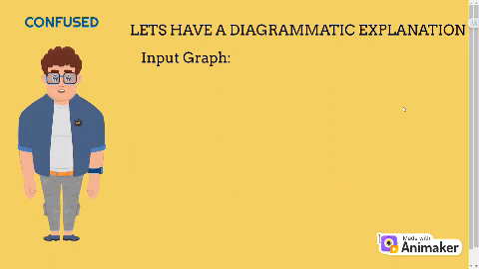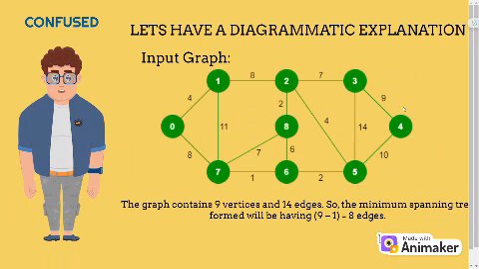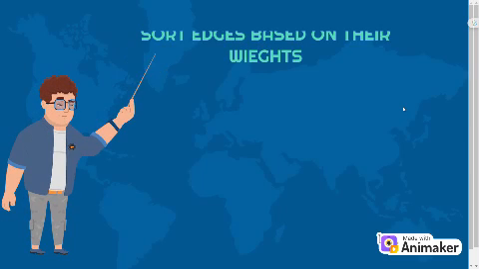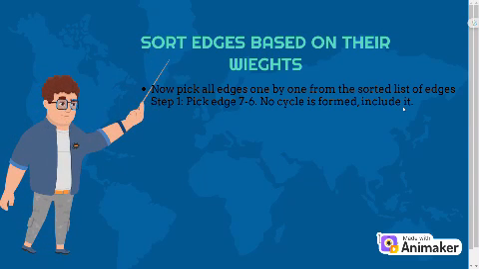Are you confused a bit? Okay, then let's have a diagrammatic representation to make you more clear on the concepts. The given graph contains 9 vertices and 14 edges. So, the minimum spanning tree formed will have 9 minus 1 equals 8 edges. Now we begin with sorting the edges in ascending order. Now pick all edges one by one from the sorted list of edges.